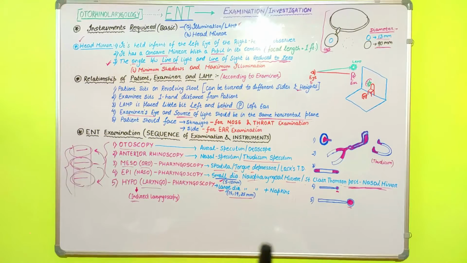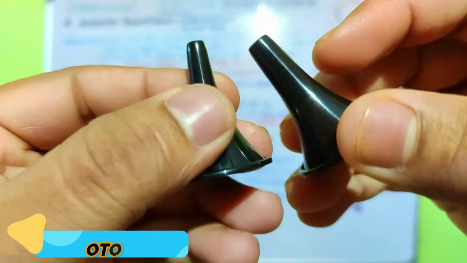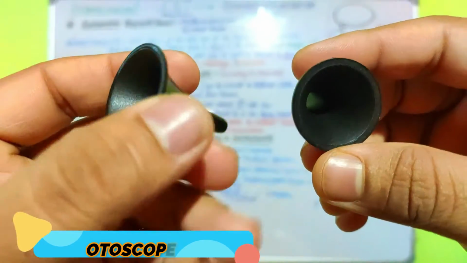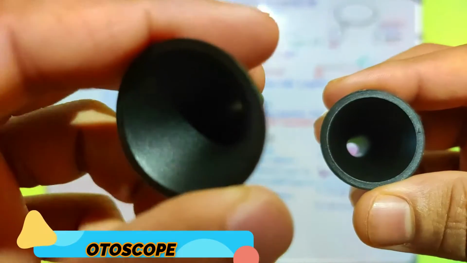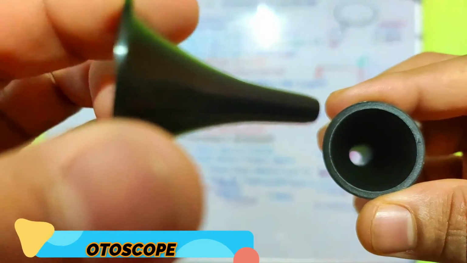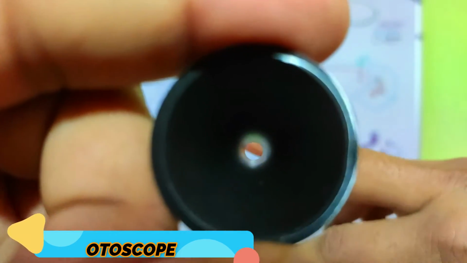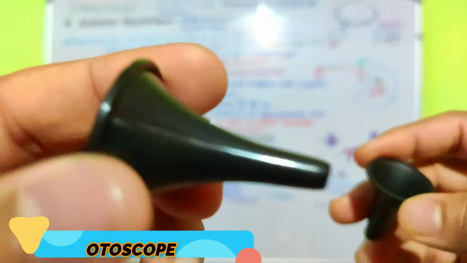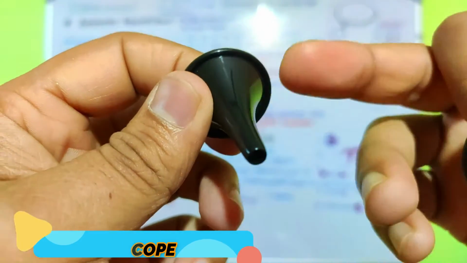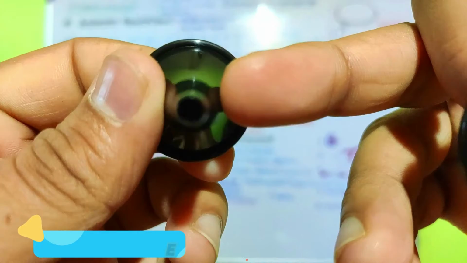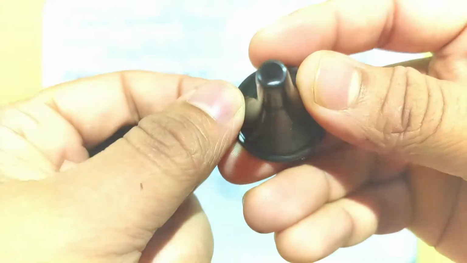So friends, I have here two otoscopes, and here you can see these are the otoscopes, and this is going to be placed inside the external ear for examination of the tympanic membrane. Through this hole we can see the tympanic membrane, and this comes in two diameters. As you can see here, it's a small diameter, and it's a bigger diameter otoscope.